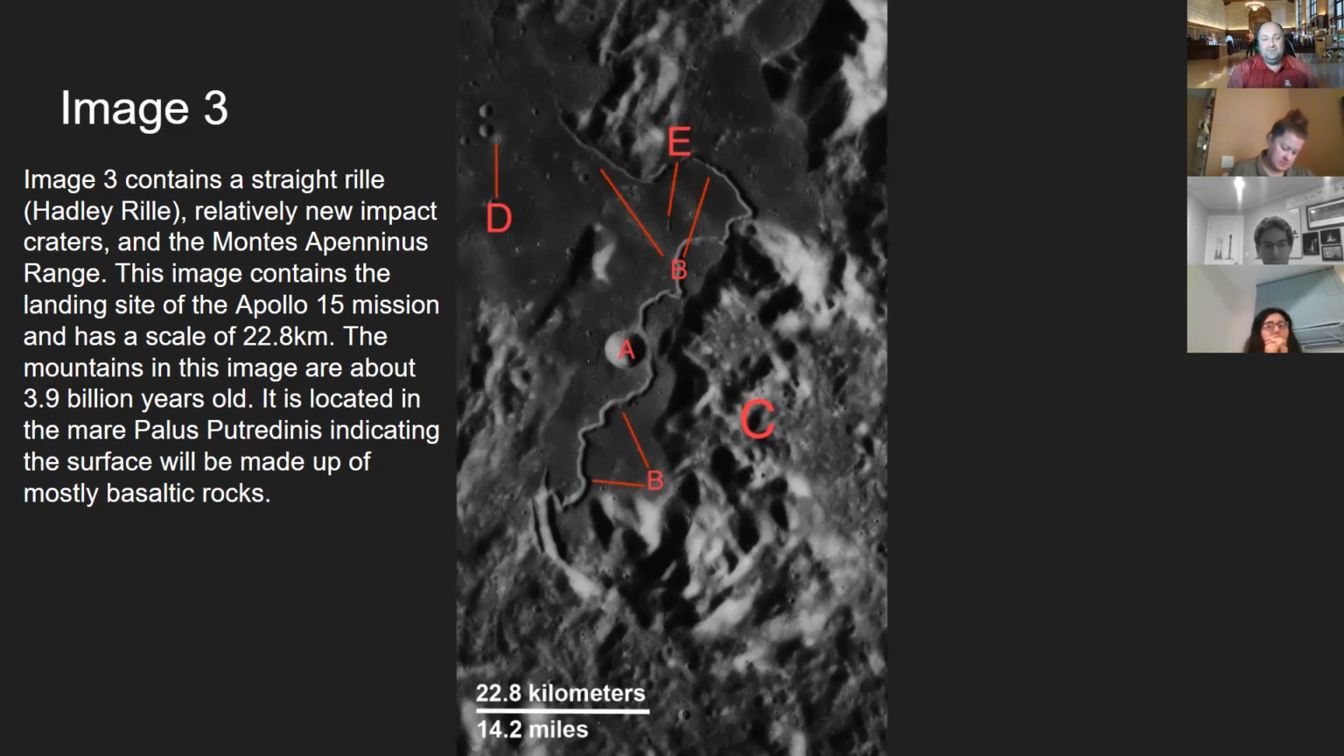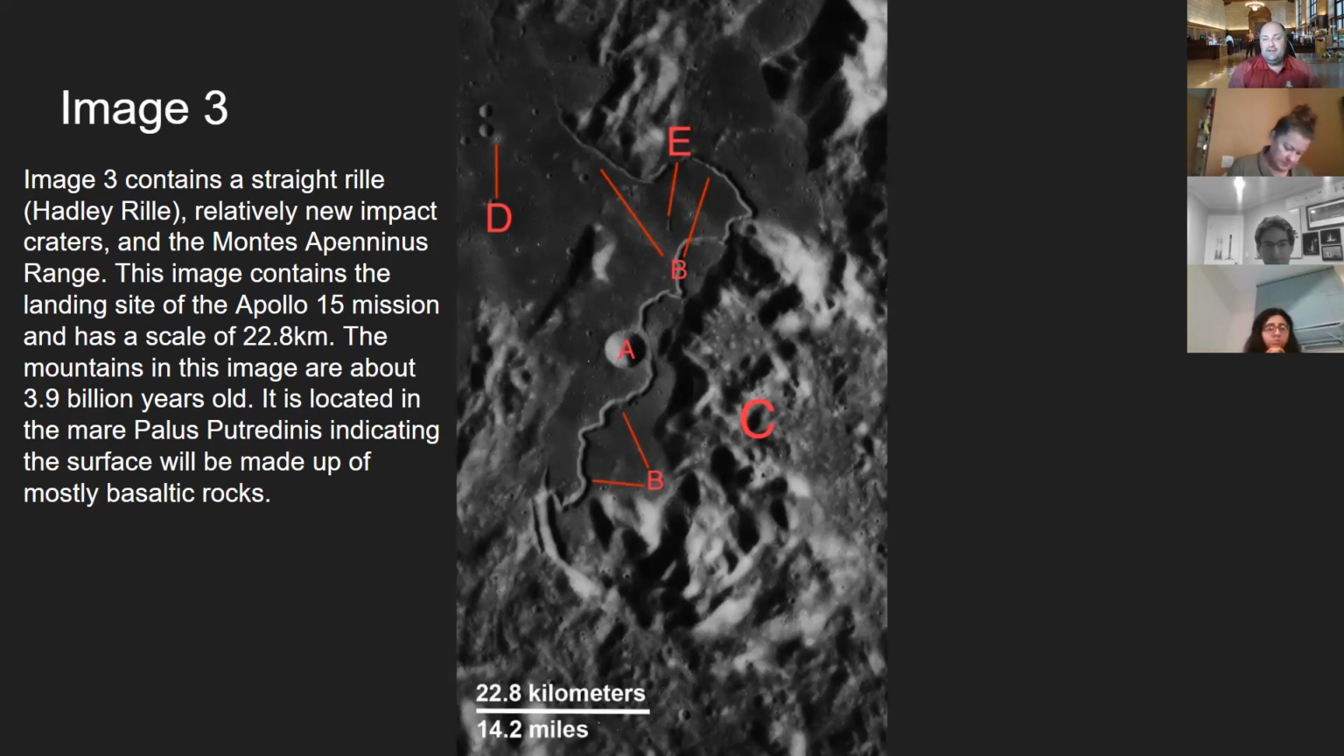It's a lot bigger than you might think it is. Yeah, as you were saying that, I was thinking I gotta look those up. So this is a sinuous rill, so it's not a straight rill. But I saw where you were going with that.